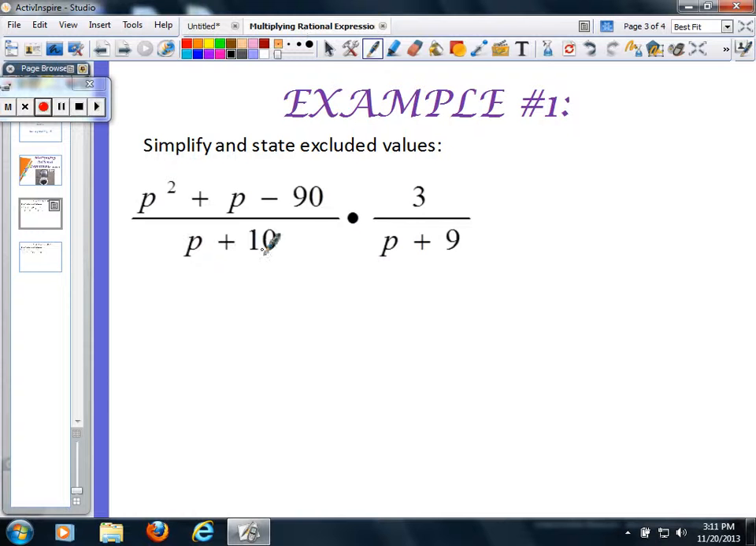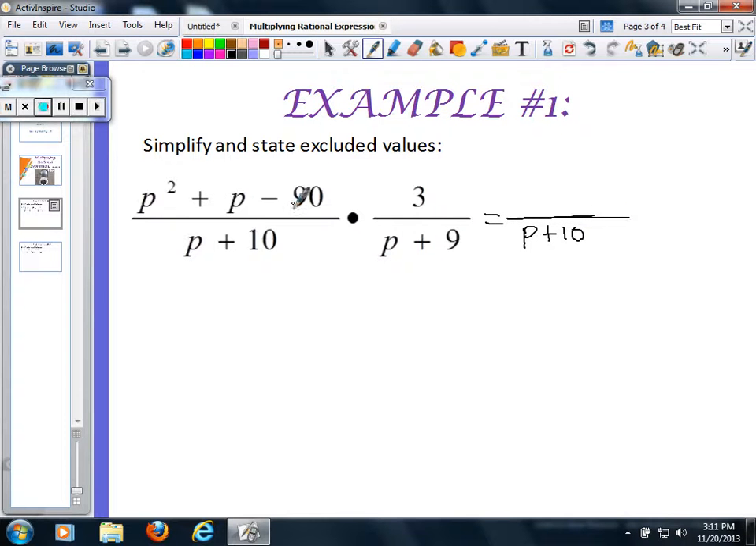So I want to see, can I do any canceling, cross or top to bottom? Well, the only way to figure that out is going to be to factor in the first place. We know this one doesn't simplify at all. We know the denominator does not simplify. So this is going to be p plus 10.